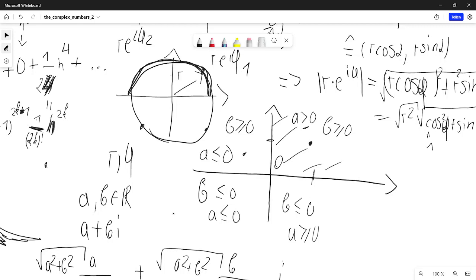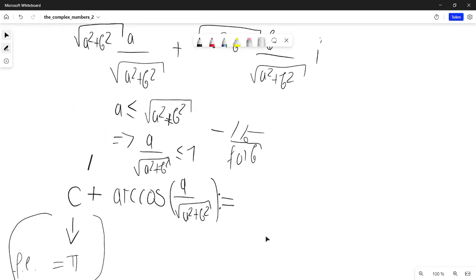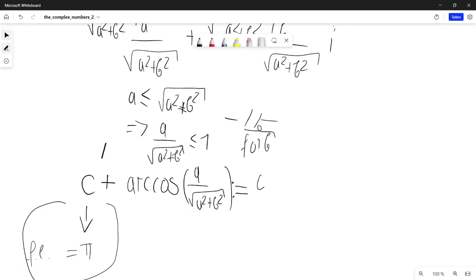Okay, and that of course gives you the arccosine of that angle, which is rotated exactly by pi, right? By 180 degrees, and then you have to add pi. So in that case, for example, c would be equal to pi, for example, right? All right, and that would be our angle phi.